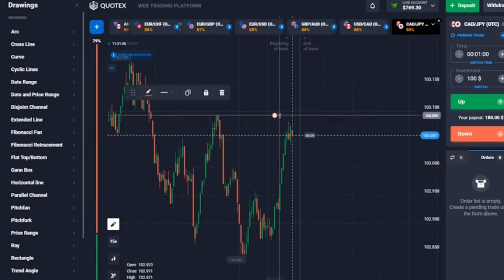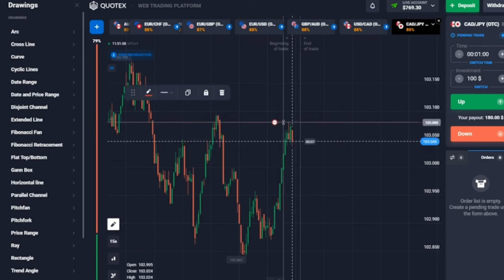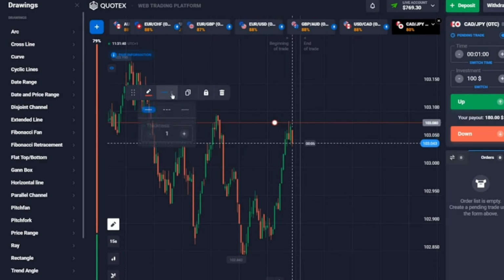Here I have identified another good resistance level, and it is a strong level for put option trades.